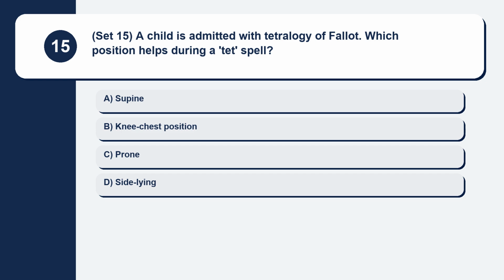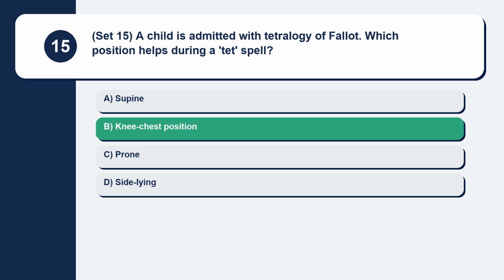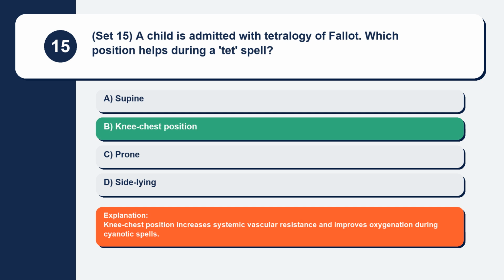Question 15. Set 15. A child is admitted with tetralogy of Fallot. Which position helps during a tet spell? Supine, knee chest position, prone, side lying. Knee chest position increases systemic vascular resistance and improves oxygenation during cyanotic spells.